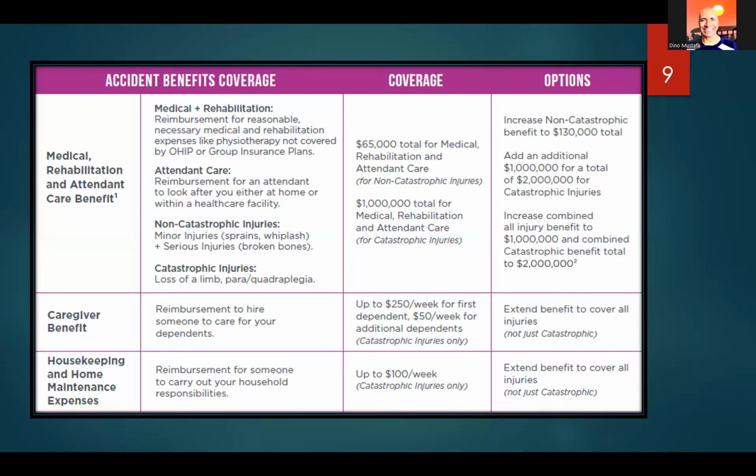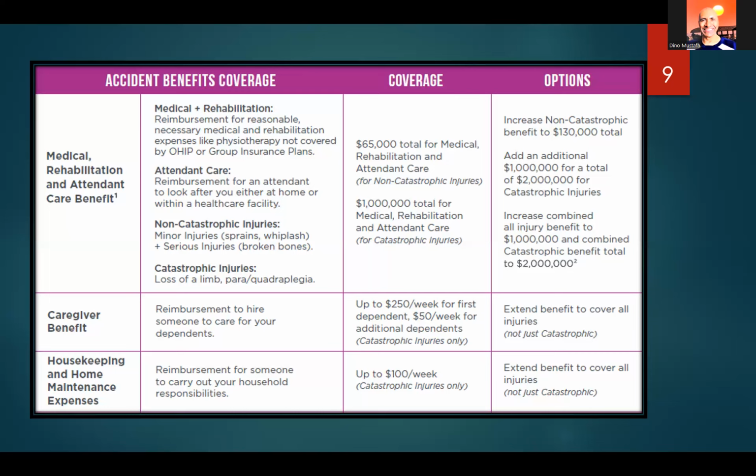Don't worry about the part that says add an additional 1 million for a total of 2 million for catastrophic. Don't worry about that. They didn't do a good job there, this IBAO. So first option is to turn the 65 into 130. Second option, you can turn the 65 into 1 million. Now, if you go to the catastrophic, there's only one option. You can make the 1 million into 2 million.